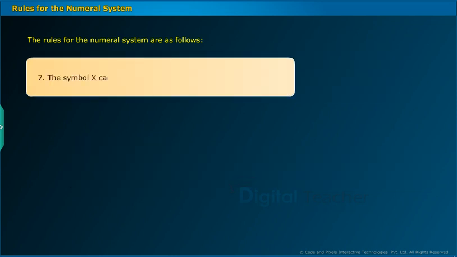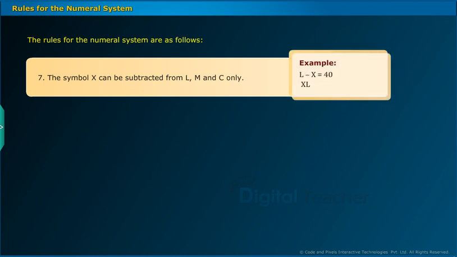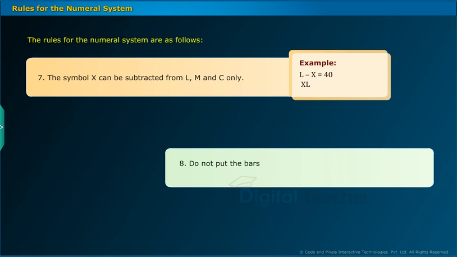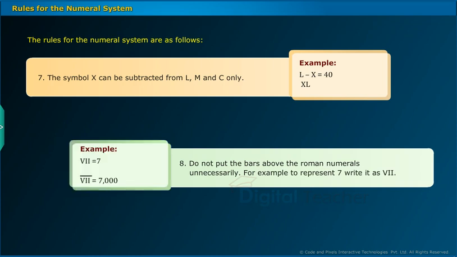The symbol X can be subtracted from L, M, and C only. For example, X is subtracted from L to get 40, which is represented by XL. Do not put the bars above the Roman numerals unnecessarily. For example, to represent 7, write it as VII. If a bar is placed on it, its value increases to 1000 times the numeral's value, that is, VII bar equals 7000.